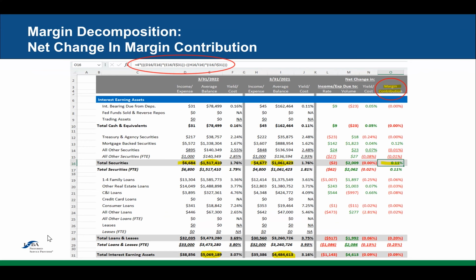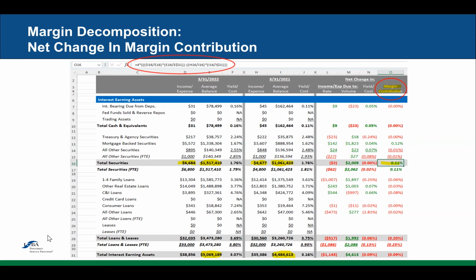But the change in margin contribution is what gives you an idea that, for your overall decrease in yield of 9 basis points, this institution had a 9 basis point decrease in yield over that year-long period. The securities were actually a positive element of that. We had loss of margin contribution of 20 basis points on the loan portfolio, but positive 11 basis points on the securities portfolio. And again, if you add up all those changes in margin contribution, you will end up with the total change in yield of 9 basis points.